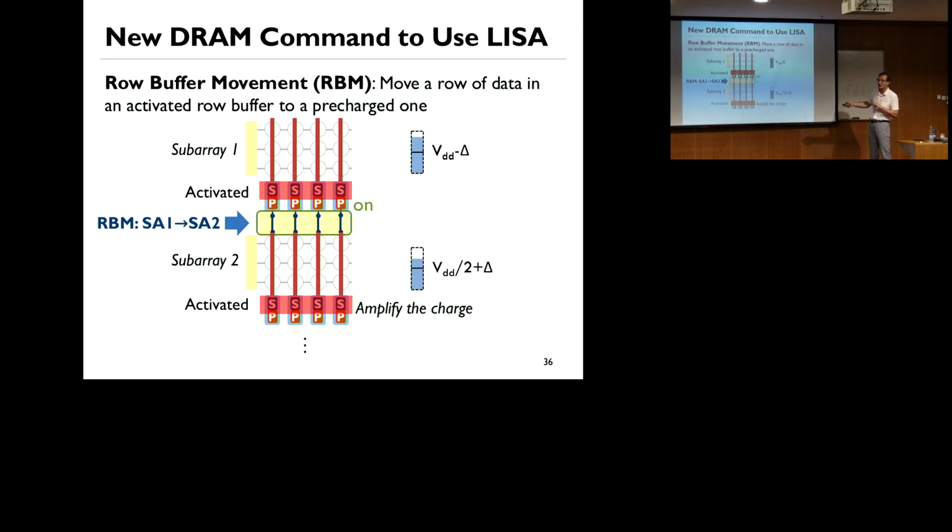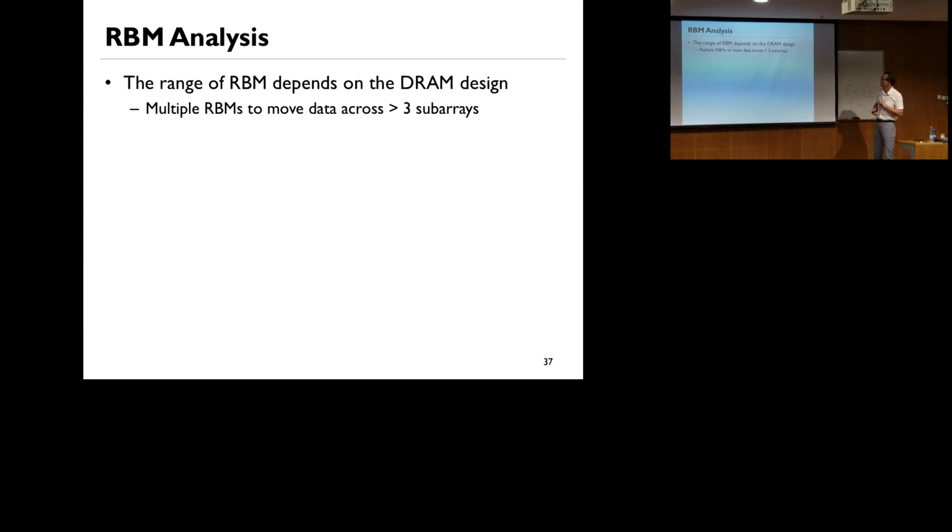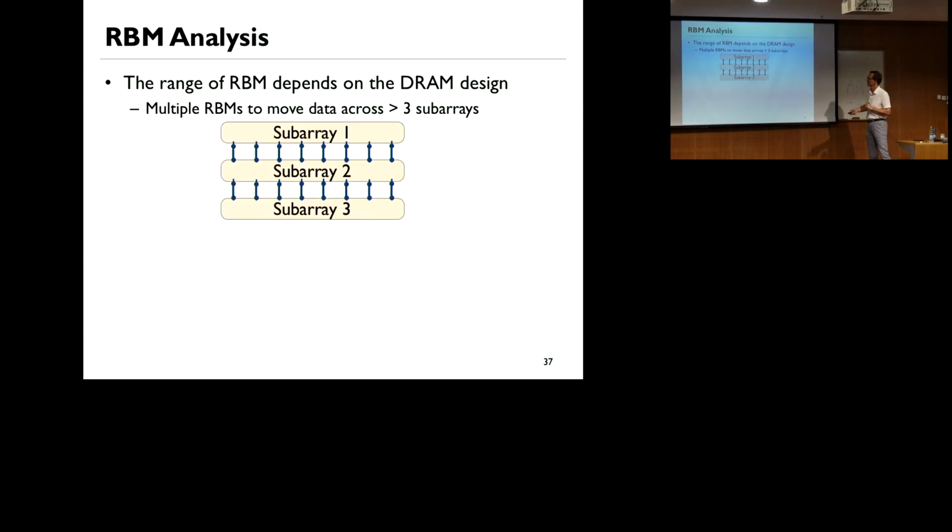That's right, but it's restricted to the length of this bit line. Exactly, so that's why we don't do it across many, many subarrays. If you do it between two subarrays, that's good. But if you do it across many subarrays, that's problematic. So we do it for two subarrays. If you want to move data across more than that, then you use multiple RBMs.